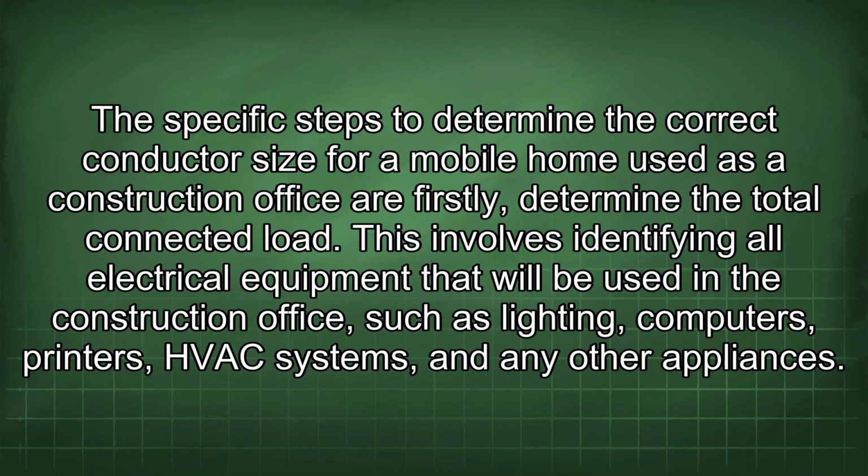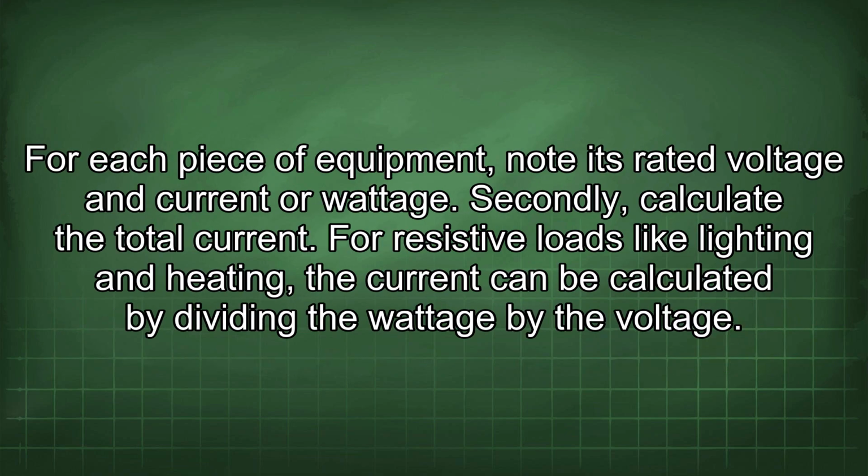This involves identifying all electrical equipment that will be used in the construction office, such as lighting, computers, printers, HVAC systems, and any other appliances. For each piece of equipment, note its rated voltage and current or wattage.